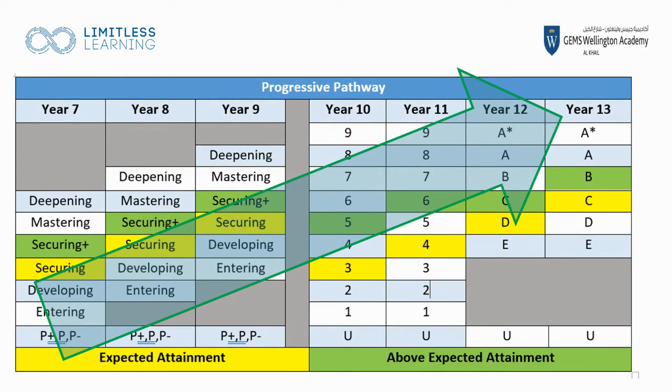In a progressive pathway, students make steps in attainment. At the start of the year, they may be on a developing, and by the end of the year, securing. Then whether or not they have met the end of year target would be the measure of progress. You will see in the diagram the arrow going up, so students make those steps in attainment.